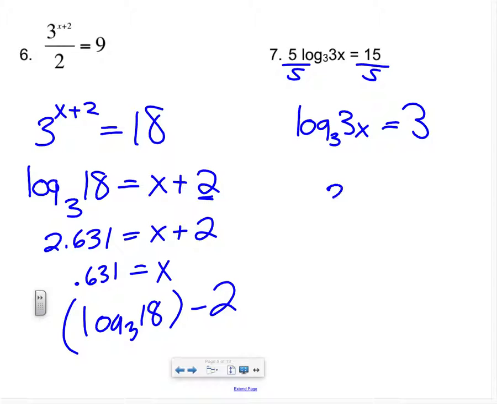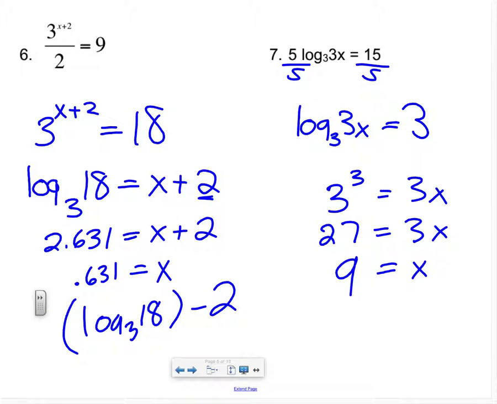All right, so 3 to the 3rd equals 3x. What's 3 to the 3rd? 27, not 9. So 27 equals 3x. Divide by 3 and you get 9. That makes sense because 3 times 9 is 27, and the log base 3 of 27 is 3, right? That works. Check it.